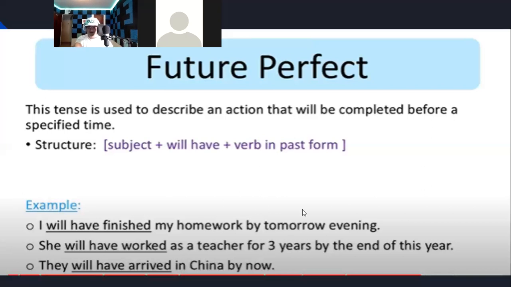She will have worked as a teacher for 3 years by the end of this year. You see, this is something that will finish happening in the future. They will have arrived in China by now. By now, they will have arrived. Okay. By now. So this is something that is happening right now. That's kind of weird. Now they will arrive in China. They will have arrived in China. It's like maybe by now they will have arrived. They will be there by now.